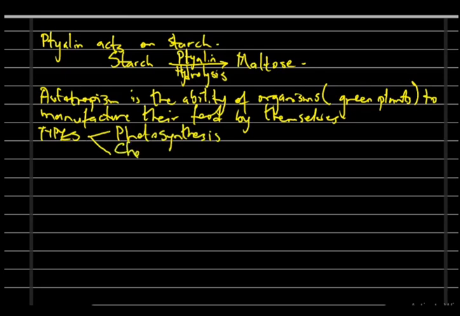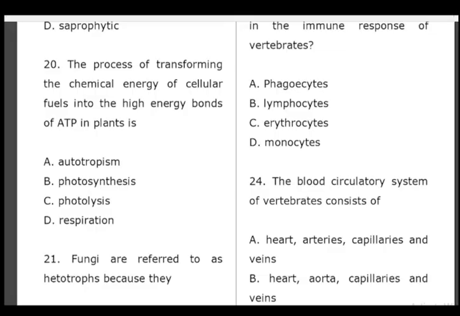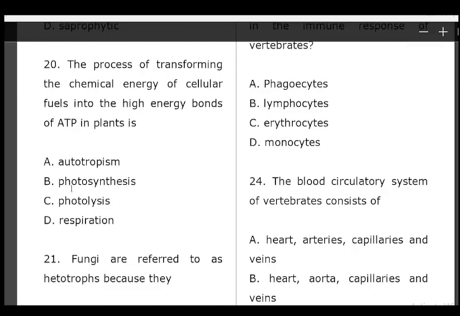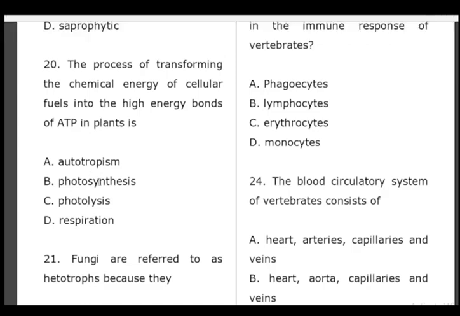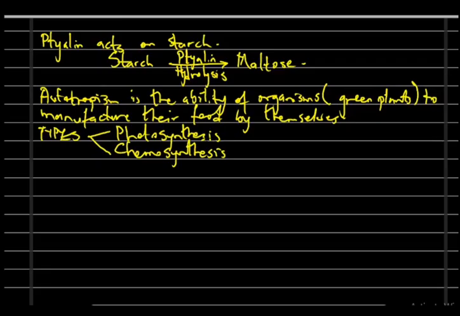And then the second one is chemosynthesis. So those are the two examples. Chemosynthesis talks about the use of chemicals to produce their food. So those are the two types of autotrophism. Photolysis is actually a part of photosynthesis. Photosynthesis is divided into two: we have the light phase, and then the dark phase. The light phase occurs during the day, while the dark phase occurs during the night.